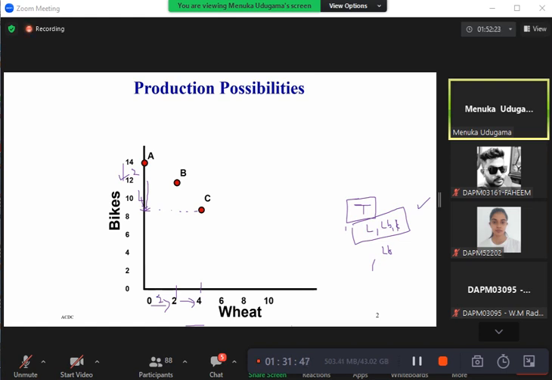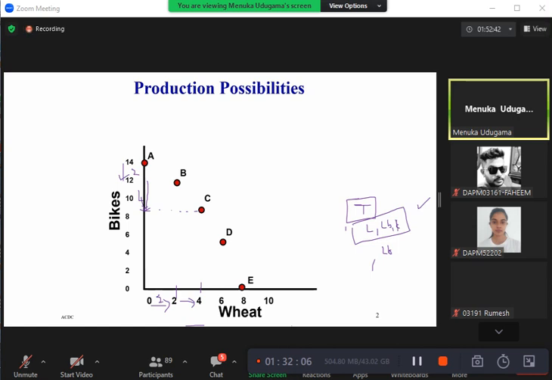Then increasing it further to 6, you have to give up even more. So when you produce more and more wheat, you have to forego more and more bikes. Okay? So what does this mean? This happens because of the scarcity of resources.